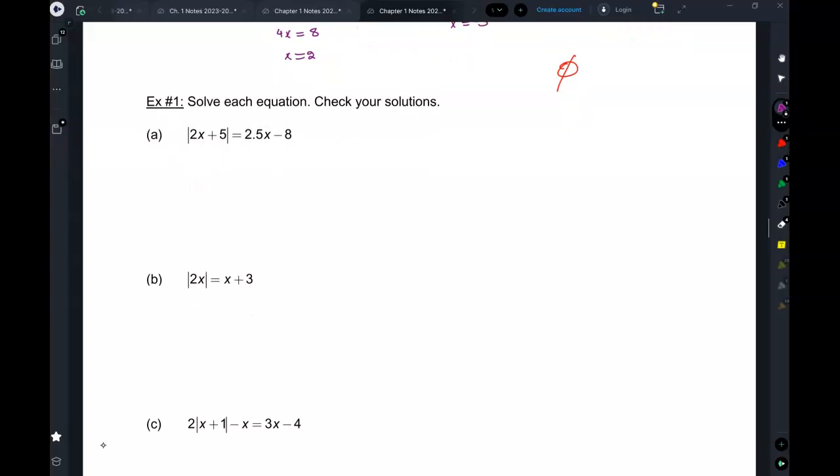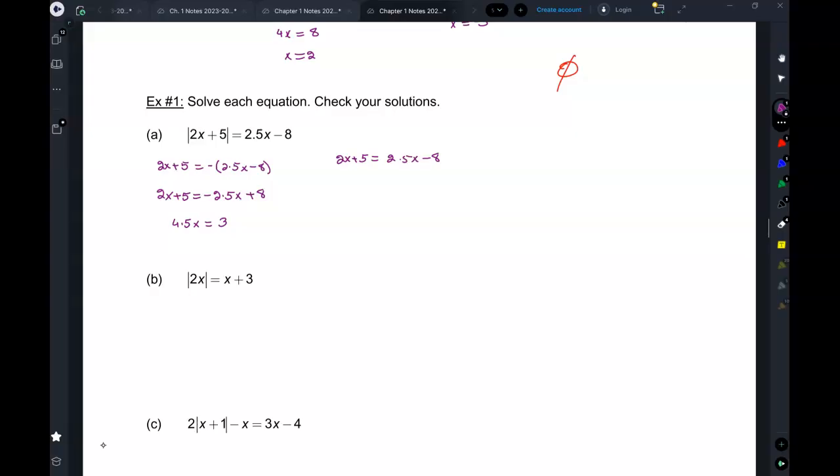All right, let's take a look at this one. Since the absolute value is alone, we can start off and say 2x plus 5 is equal to negative of this. 2x plus 5 is equal to the positive of this. Okay, so 2x plus 5 is equal to negative 2.5x plus 8. And here we're going to get 4.5x is equal to 3.